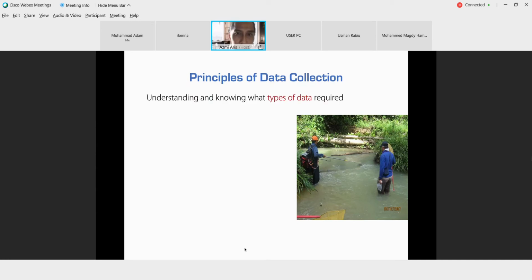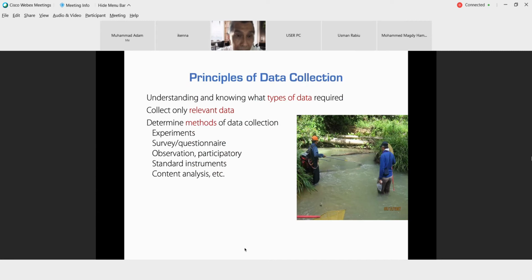Okay, so principles of data collection: understand and know what types of data are required, collect only relevant data, because primary data collection is expensive. Don't collect unnecessary data. That will increase your data collection time and expenses. Determine what method you will use for your data collection.